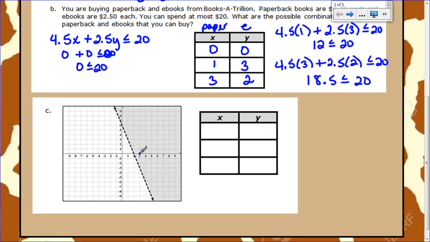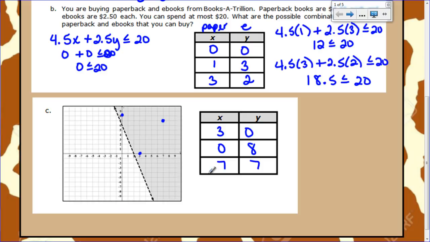Well, this one right here is definitely in the shaded region, so I'm going to say 3, 0. This one up here is definitely in the shaded region, so that's 0, 8. And let's pick another one. Let's say this one right here. That's also in the shaded region, and if you look, that looks like it's at 7, 7.